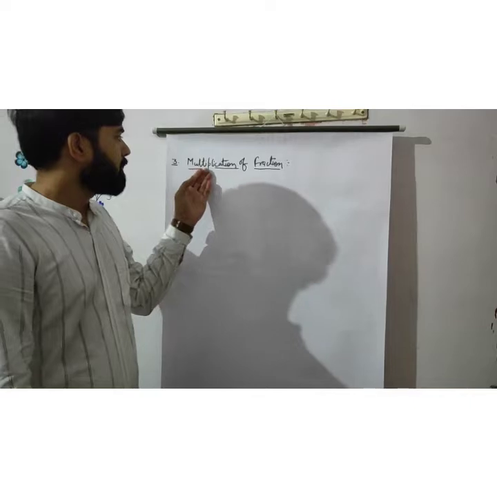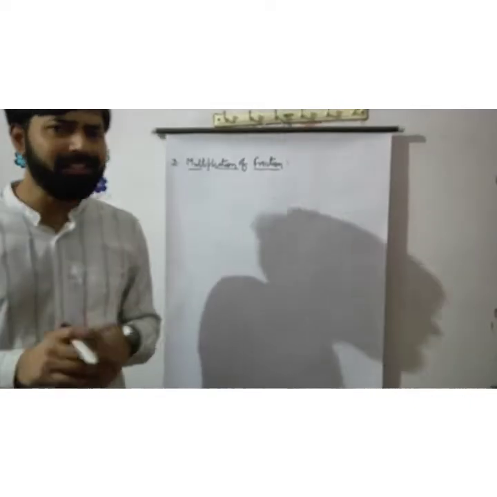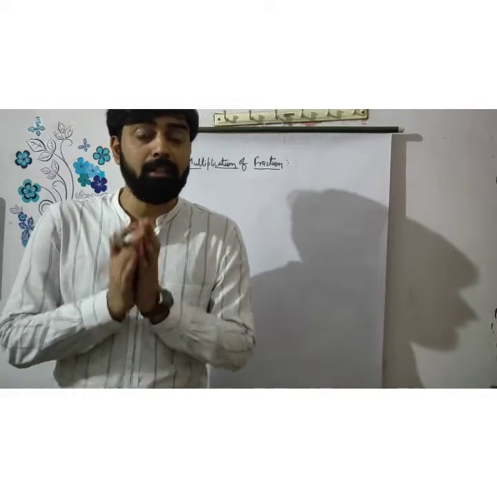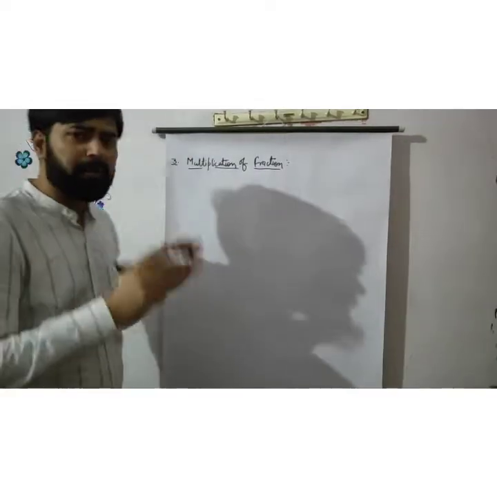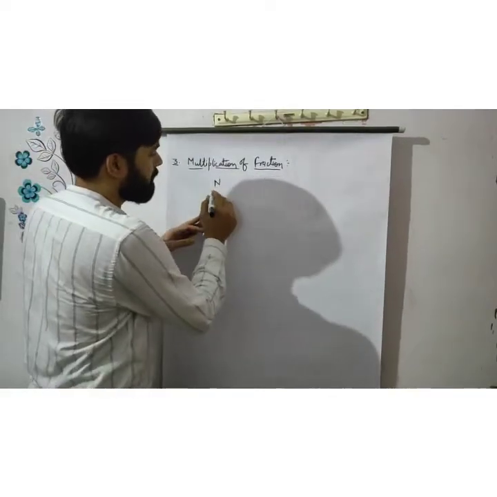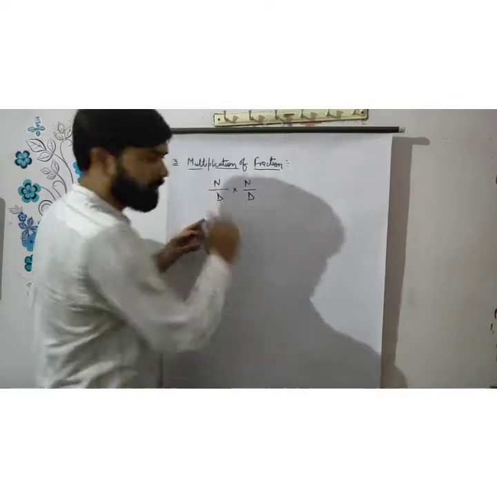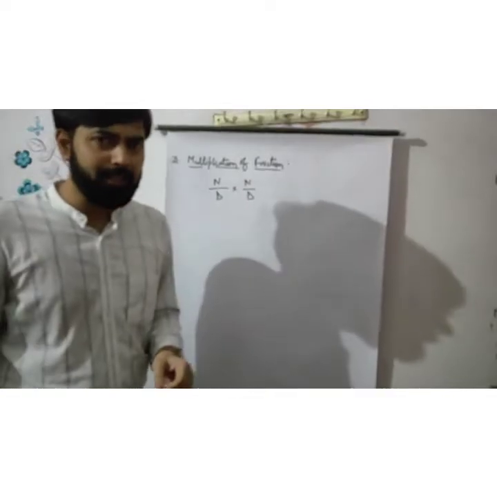Now the next topic is multiplication of fractions, and this is a very easy topic. We can easily multiply. And what is the rule? Suppose this is a numerator, this is a denominator, and this is a second fraction, numerator and denominator. So how can we multiply these two fractions?